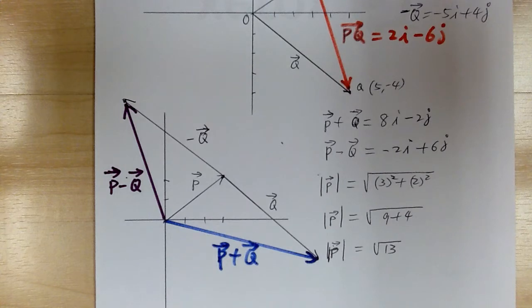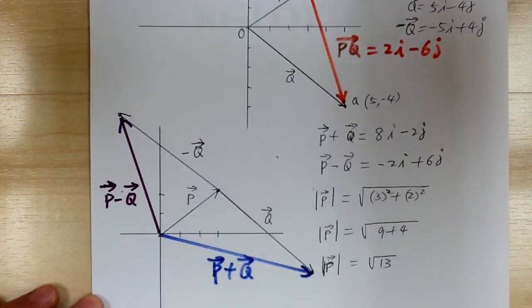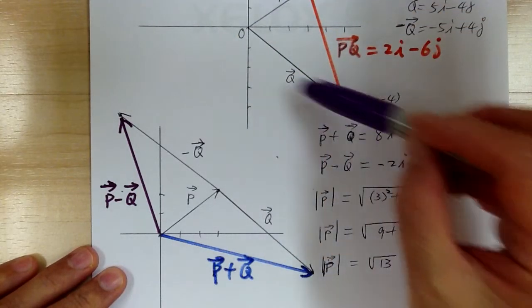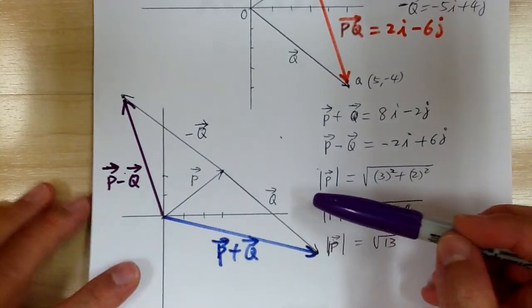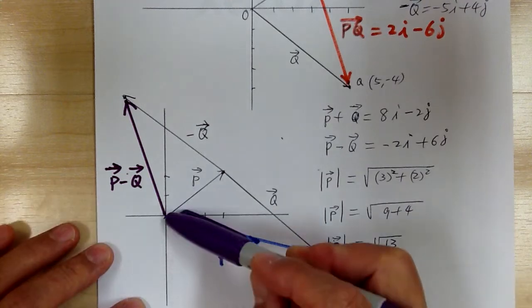And it said draw all the vectors, so check, make sure we got all the vectors, right? We got vector P, vector Q, vector PQ, and then we have the vector P plus Q, and we got vector P minus Q.